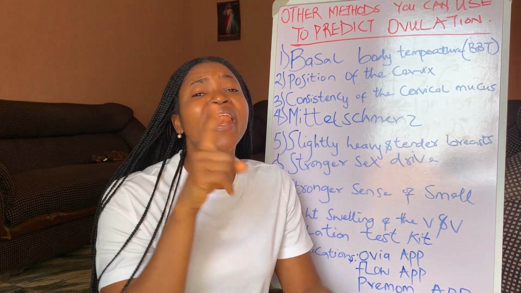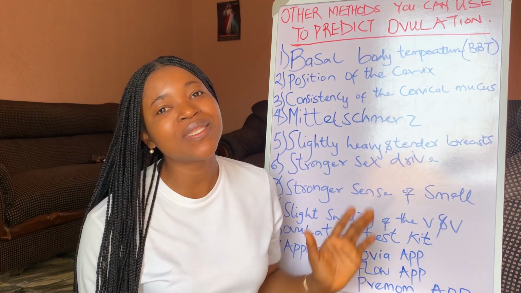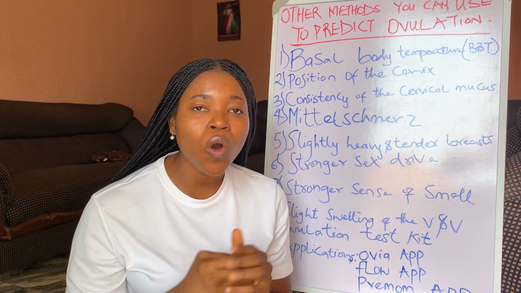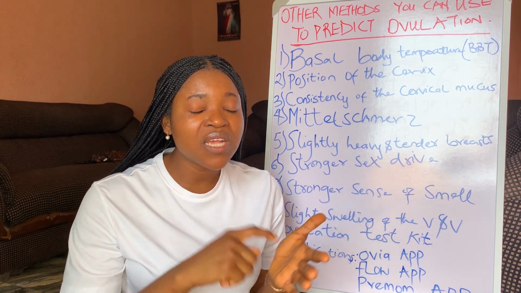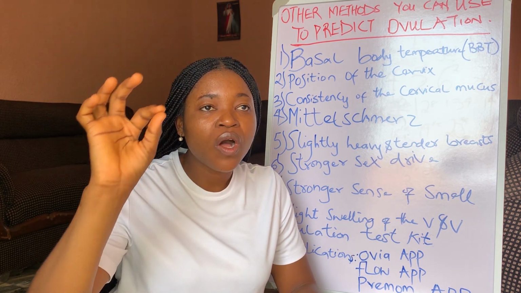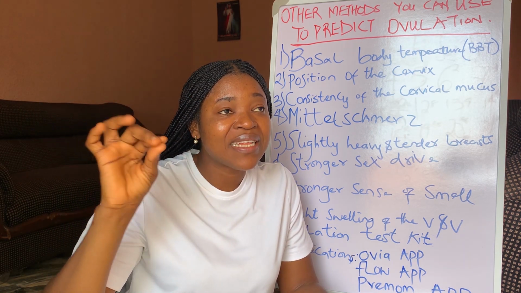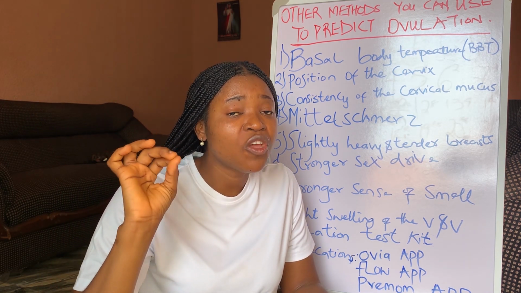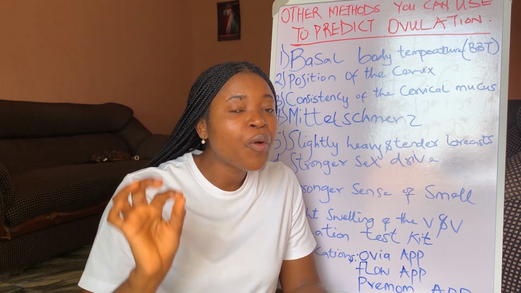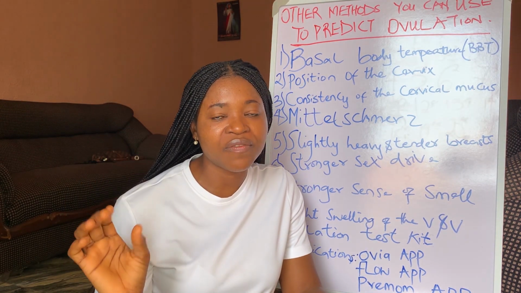And the number one and the most important of them all is the BBT, the basal body temperature. Yes, whenever you start ovulating, your temperature goes up, it peaks with 0.5 to 1 degree Celsius. So if you take your temperature every morning, let's take for instance that you're trying to know when you're fertile, you will find out that your temperature rose by 0.5 to 1 degree Celsius. The second one is the position of the cervix.